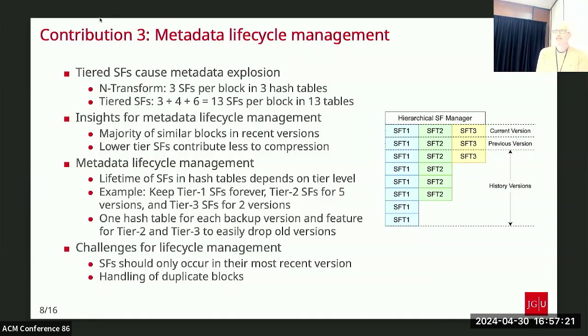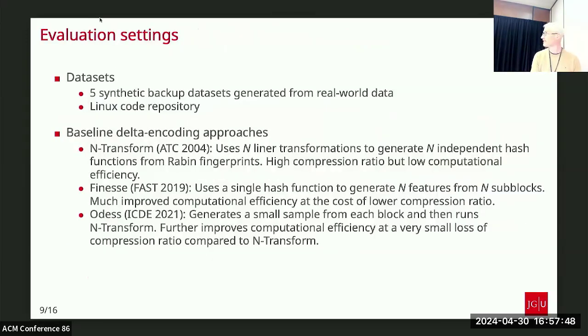And so what we did is we introduced a kind of metadata lifecycle management. So we said, okay, the best storage compression is achieved from the tier 1. This was sure from the beginning. Then tier 2 features are helpful, and tier 3 features are not that helpful. And what we did is we kept these tier 1 features forever. Tier 2 features are thrown away after 5 or 6 iterations, and tier 3 features are thrown away after 2 iterations. Okay, this is helping.